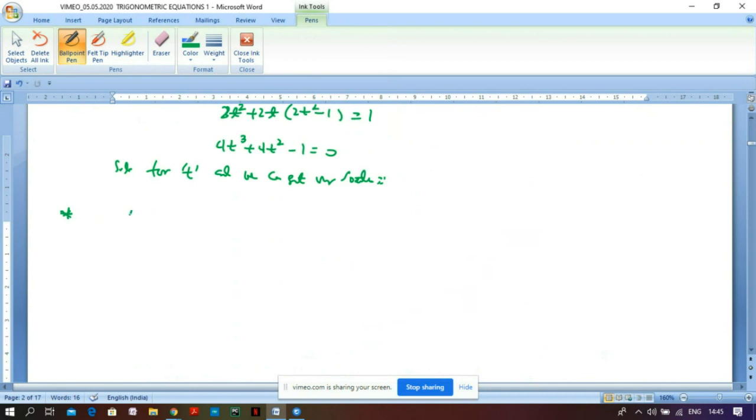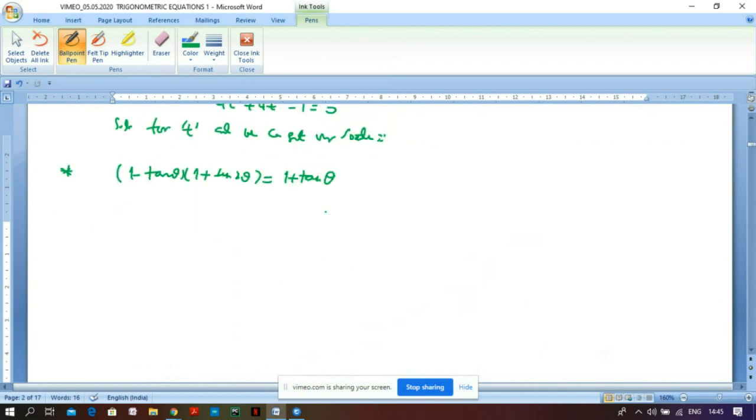Next is this one: 1 minus tan theta times 1 plus sine 2 theta is 1 plus tan theta. So the moment you see something like that, your first thought is, can I express everything in terms of a single variable?